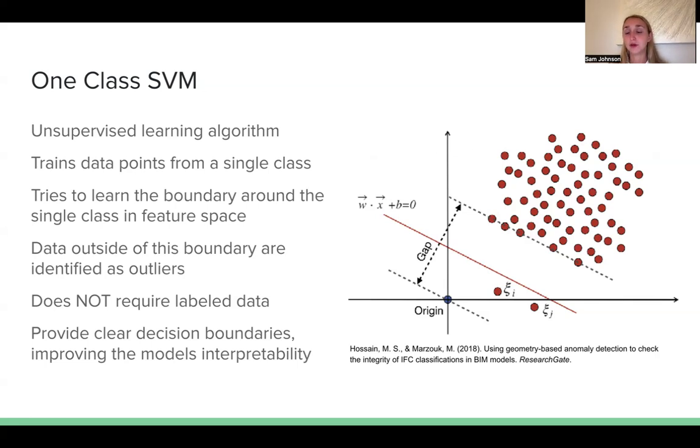One benefit to the one class SVM approach is that it does not require labeled data. Similarly, it provides clear boundaries, which makes the model fairly interpretable for anyone who wants to understand how the anomalies were calculated.